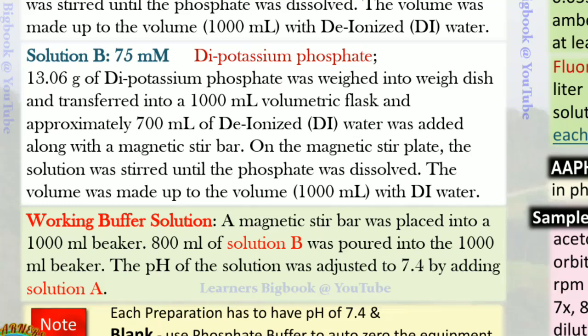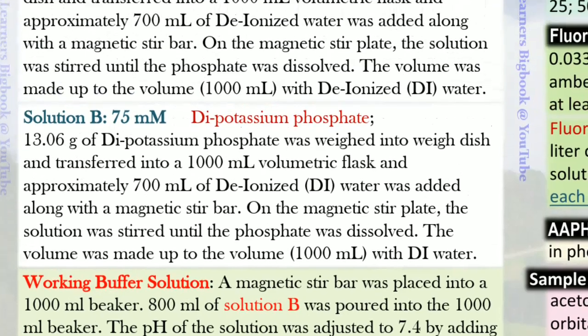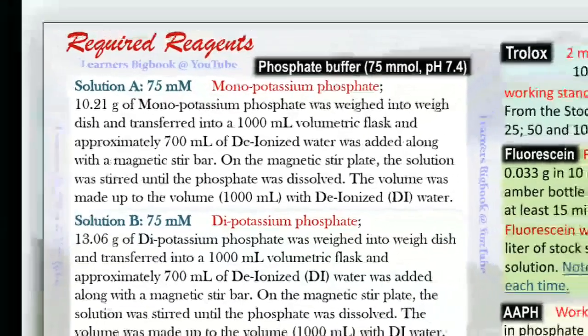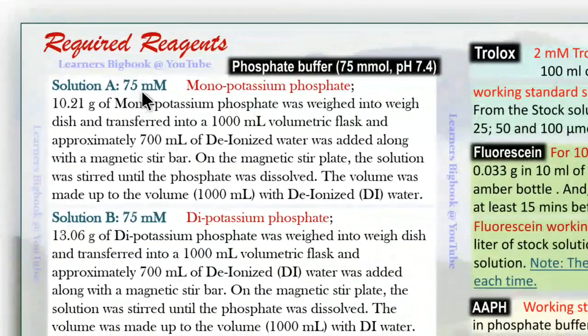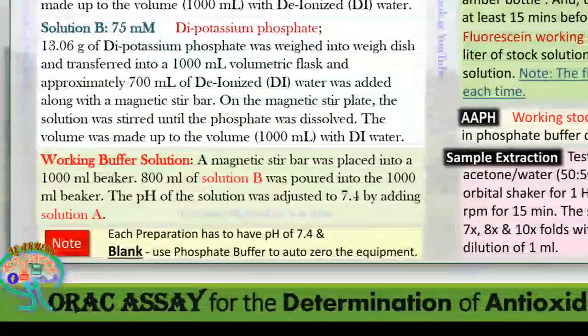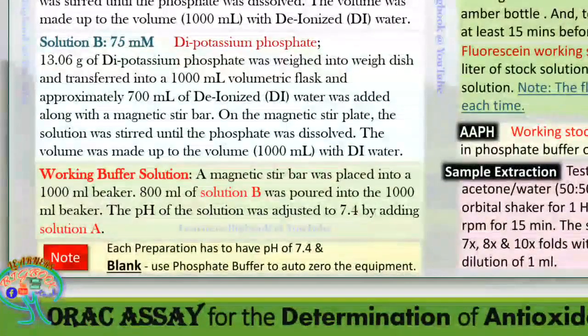Further, we are going to prepare the working buffer solution with the help of both the monopotassium phosphate and dipotassium phosphate solutions, which we have already spoken about. Now here, the mono and dipotassium phosphate solutions we have prepared are of 75 millimolar concentration. So this we have to note before preparing. Whatever weights or amounts we have taken and prepared are going to give the 75 millimolar.